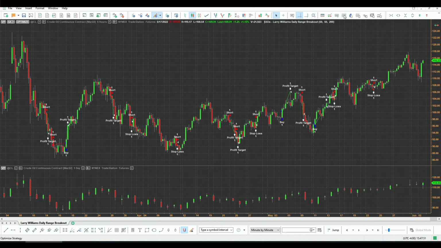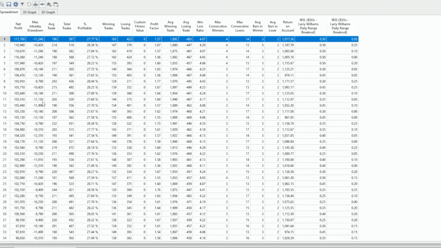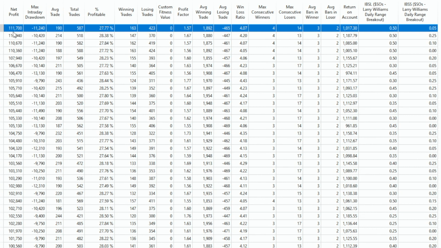Now we can do an optimization and we can optimize all the figures. Let's see what we get. So we have 38,500 combinations. That doesn't matter, I will speed up the video. So the top 10 results are all very close in terms of profit and drawdown. The number of trades is also very close, and the average trade is also very close. So actually we can pick any of these and it will be okay.